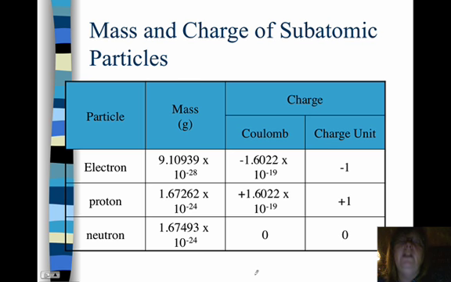So when you're all done with this unit, I want you to make sure, before going on to the next unit, this is the knowledge that you need to move forward.